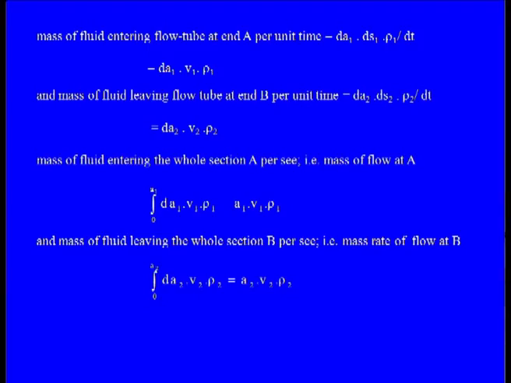Similarly, you can calculate mass of fluid leaving the whole section B per second, that is mass rate of flow at B. Again, you integrate over dA2. What you will get? Integral 0 to A2 dA2 V2 times rho 2. Integration over dA2 gives you A2, because V2 and rho 2 will not depend on A2. So, the result is A2 times V2 times rho 2. So, this is the mass flow at A, which is A1 V1 into rho 1. And similarly, mass rate of flow at B is A2 V2 times rho 2.